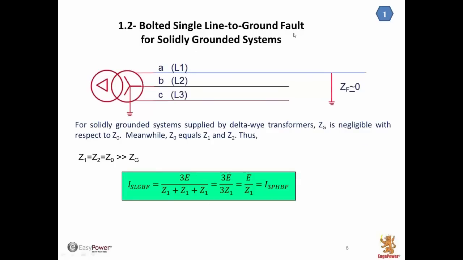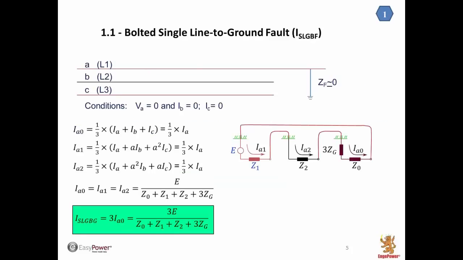Both single line to ground fault or solid ground systems, if we assume that the fault impedance is 0 and the system is solid ground, and for delta Y transformer, normally positive sequence impedance equals negative sequence impedance equals zero sequence impedance. If you do this assumption for a short circuit immediately at transformer terminals, what we're going to have is that if we substitute the Z0 by Z1, Z1 is Z1, and Z2.